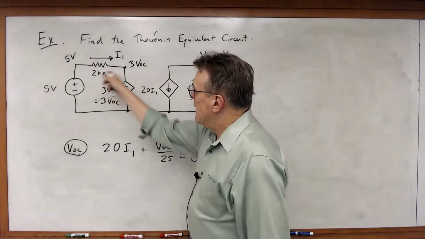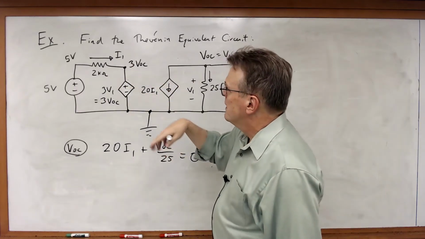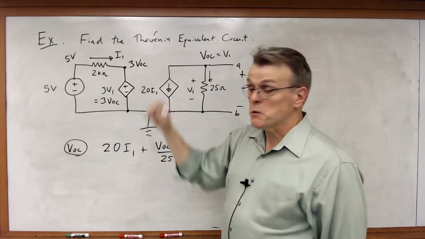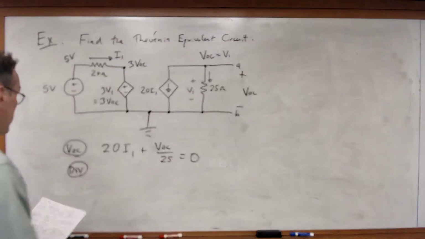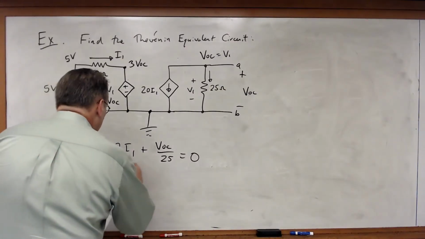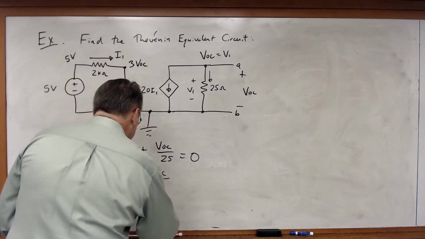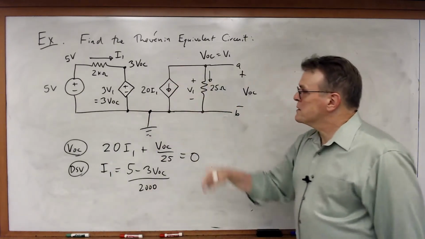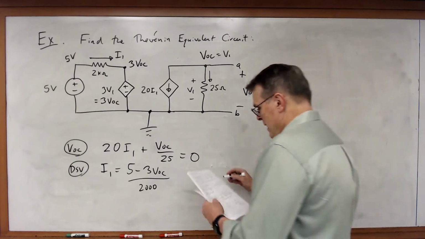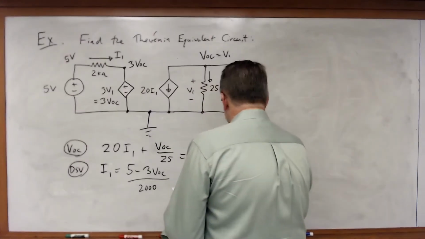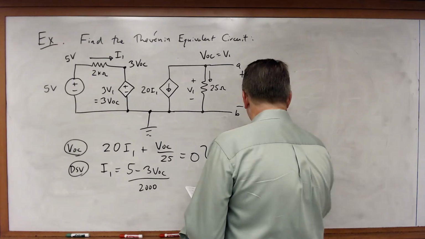I don't have to write any kind of dependent voltage source or any type of KCL equation over here because of that dependent voltage source. And both those nodes are defined, but I do need a dependent source variable. My dependent source variable is I1 is equal to 5 minus 3 times VOC divided by 2,000. So it turns out, as weird as that circuit looks, it's actually fairly simple to analyze. 2 equations, 2 unknowns, and if I solve, what I'm going to get is that VOC, which is equal to VTH, will be equal to minus 5 volts.